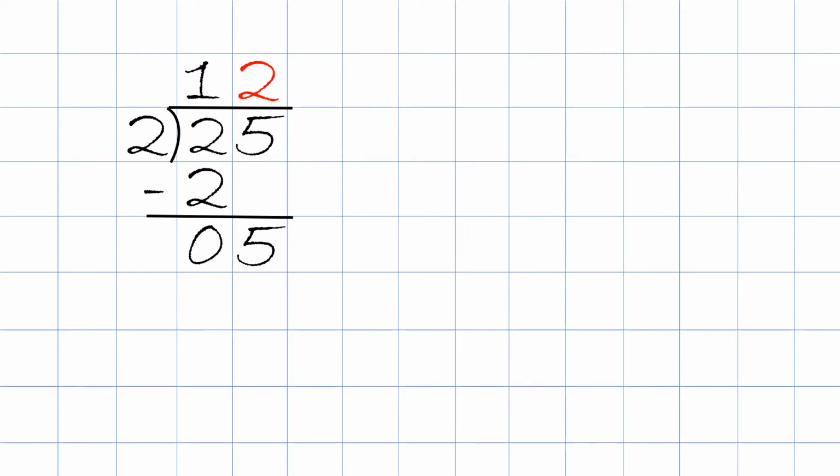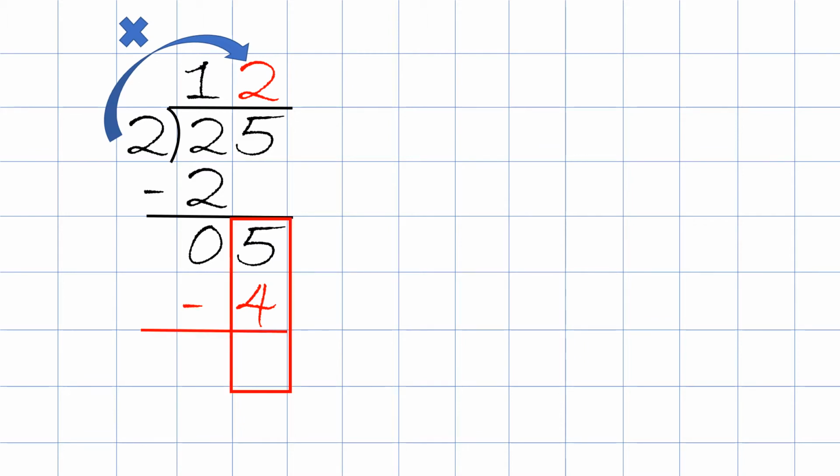Next, we take the 2 that's over the 5, we multiply by 2 the divisor, and the answer will be 4, and we write 4 underneath the 5. Then we subtract. We take 5 minus 4, and the answer will be 1.